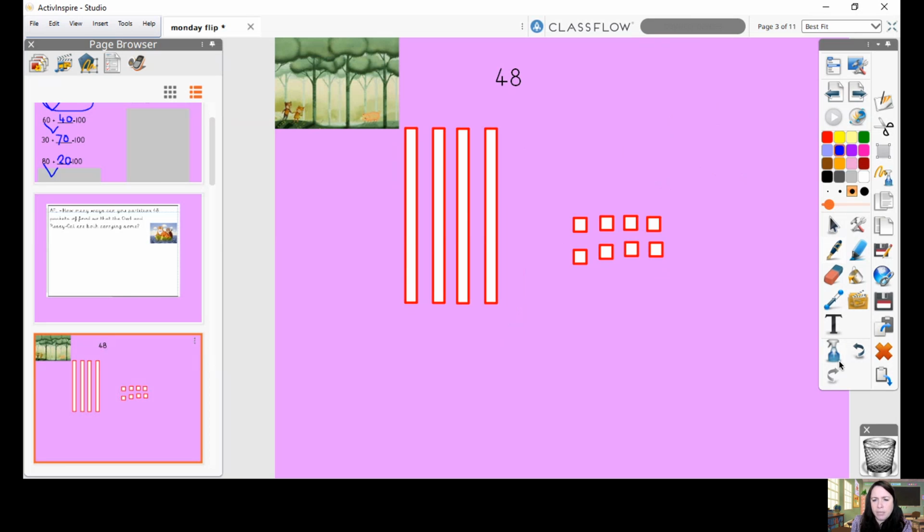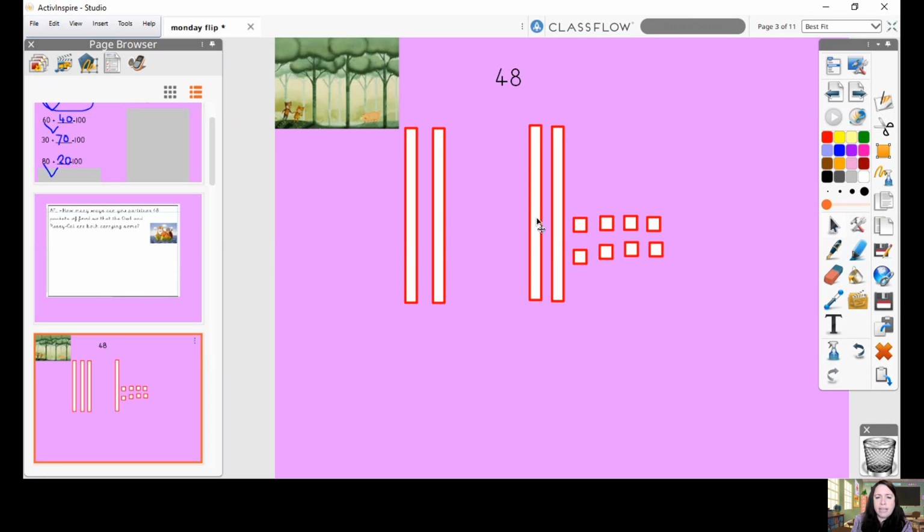Okay, so that's the easy way of doing it, but there's lots of other ways that we could do it as well. We could move one of these over here. So now the owl is carrying 30 and the pussycat is carrying 18. So that's a different way of partitioning 48. 30 plus 18.